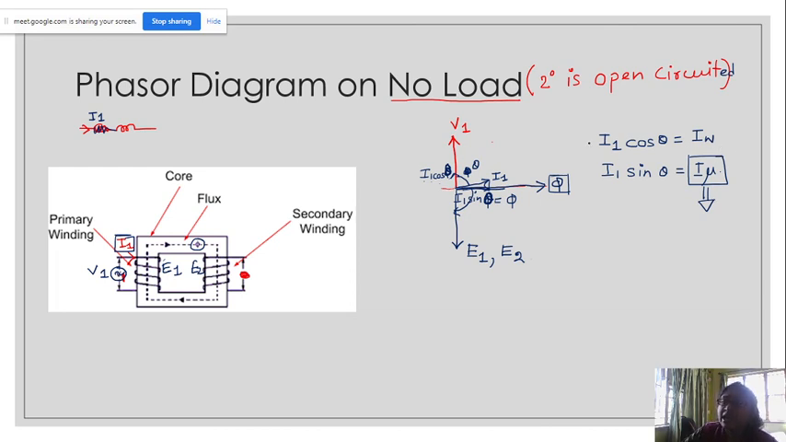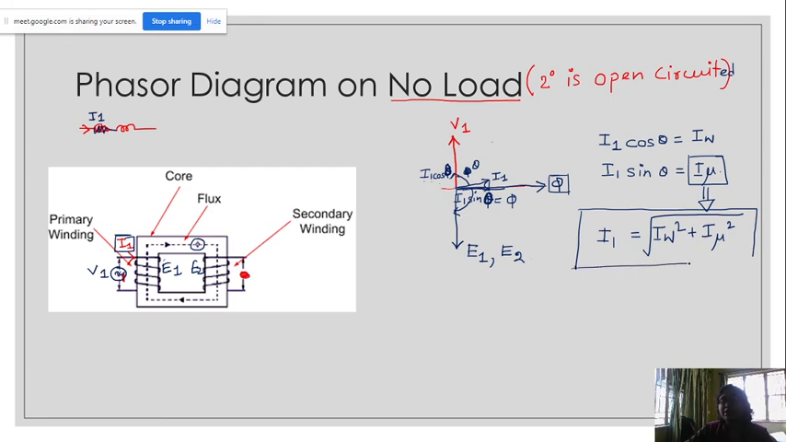Okay, so what is the total current I1? The total current I1 is the square root of IW square plus I mu square. So this is the no load primary current of the transformer, the primary current at no load. And what will be the secondary current? There will be no current, as I2 will be 0, since the secondary is open circuited.